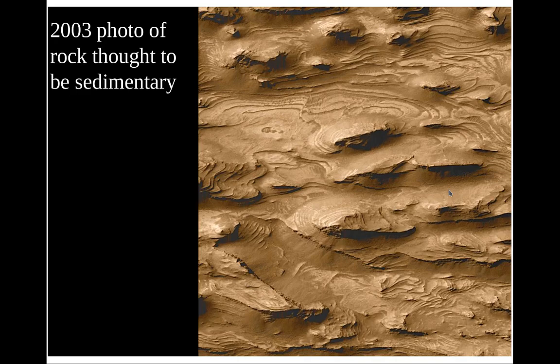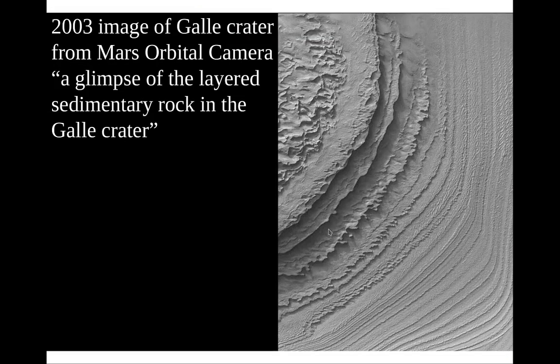This is a 2003 photo from a probe on the Martian surface looking at rock that appears to be sedimentary. This appears to be almost like sedimentary rock, laid out by deposition through water. This is another image from the Mars orbital camera, again showing evidence of sedimentary rocks.